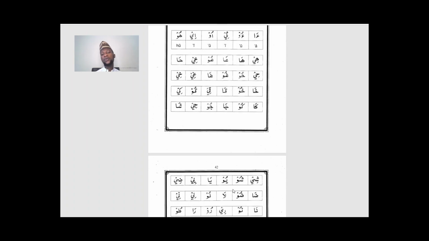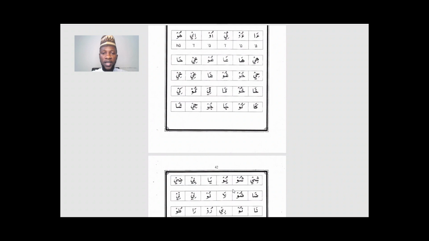Anywhere you see any letter with fatha, and the next thing after it is alif, that's what we want to talk about. Or any place you see damma and the next thing after it is waw, that's what we want to talk about today. Any place you see kasra and the next thing after it is ya, that's what we want to talk about today, inshallah.